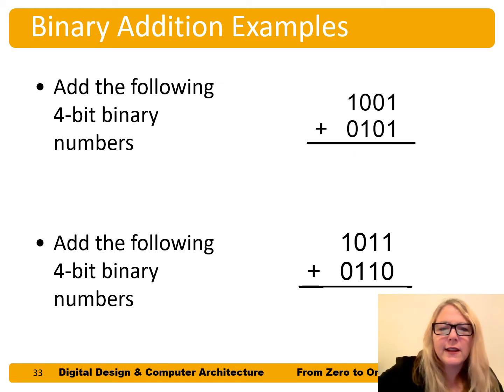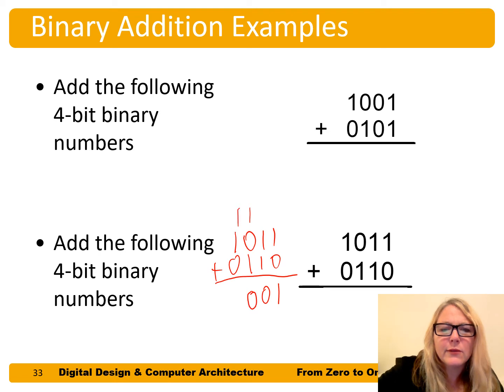Okay, and let's try the next one. I'm going to write it over here to give a little more space. 0, 1, 1, 0. Add these together. We get 1 plus 0 is 1. 1 plus 1 is 2. So 0 carry the 1. 1 plus 0 plus 1 is 2. 0 carry the 1. And 1 plus 1 plus 0 is also 2. So we get 0 carry the 1.